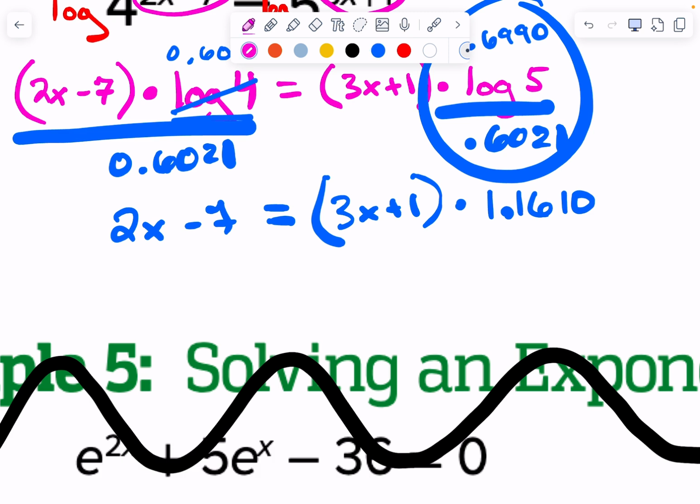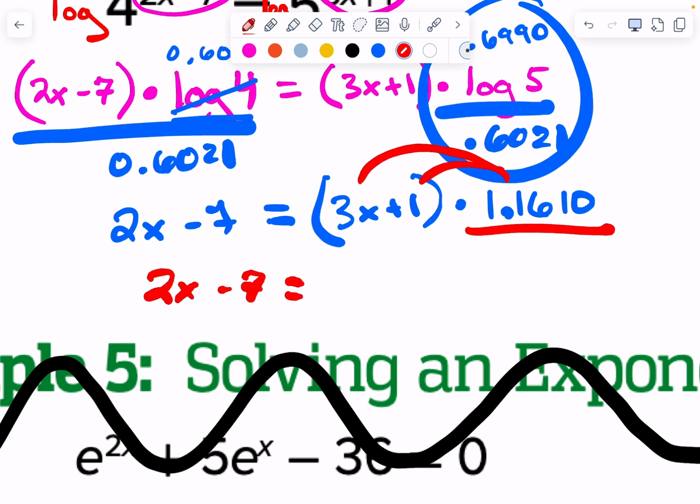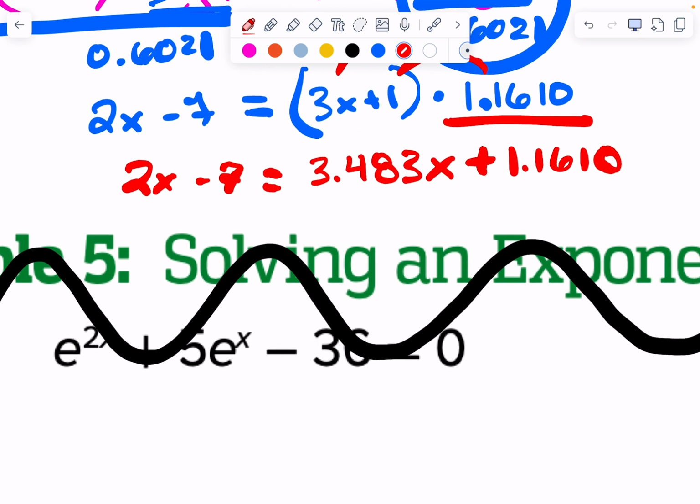Now what? Times that. We're going to take this and distribute it through. So 2x minus 7 equals 1.1610 times 3, which is 3.483x, plus what's this times 1 if I distribute it through? The same thing, 1.1610. Do you see where we're at? We have how many pieces? 4: 1, 2, 3, 4.